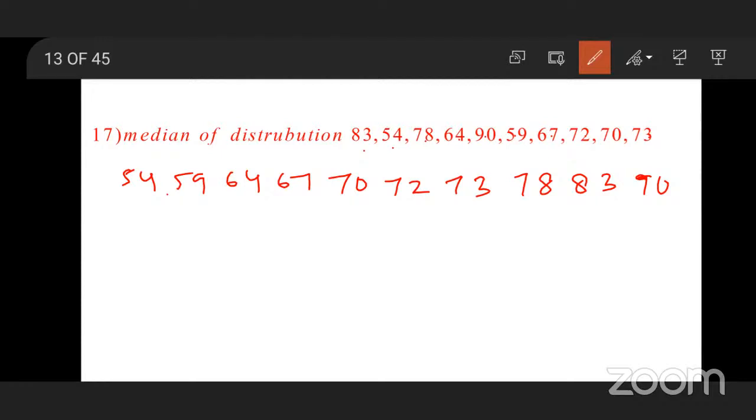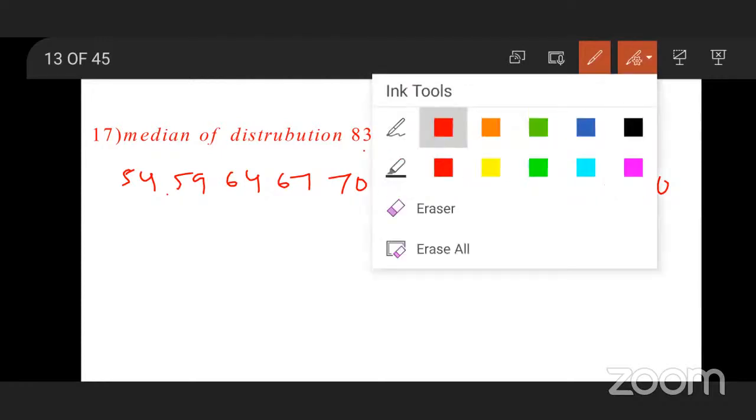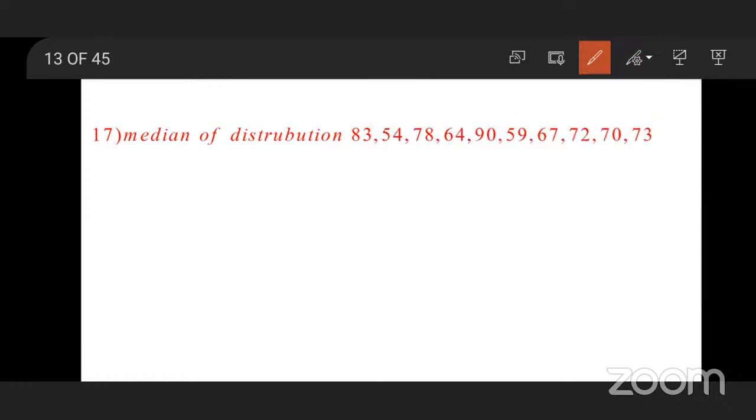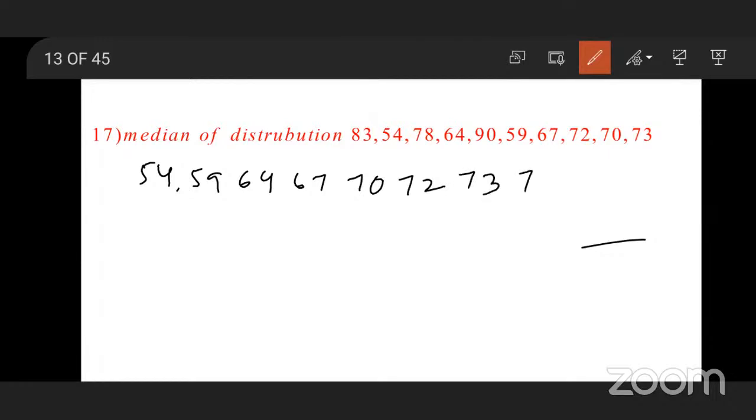Median means exactly the middle value. What is the middle value here? Writing in ascending order: 54, 59, 64, 67, 70, 72, 73, 78, 83, 90. Median means exactly the middle values.